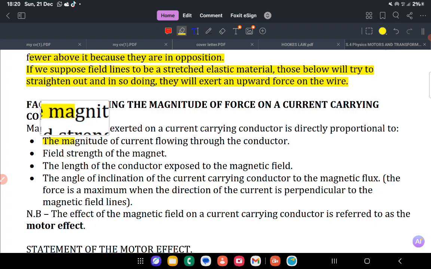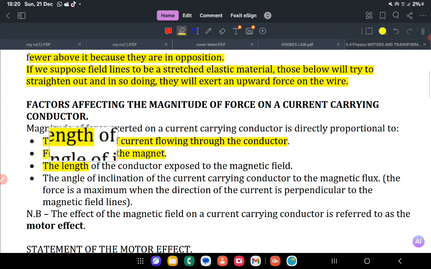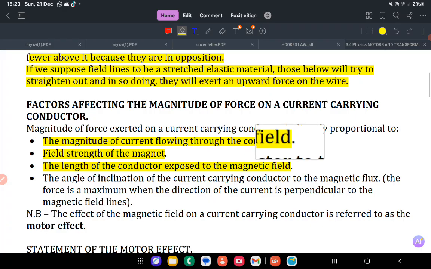The magnitude of current flowing through the conductor. The bigger the current, the greater would be the force on the wire. And also the field strength of the magnet. The bigger the magnetic field, the greater would be the force on the wire. And also the length of the conductor exposed to the magnetic field. A longer wire would experience a greater force. Why? Because it means more current is passing through it.